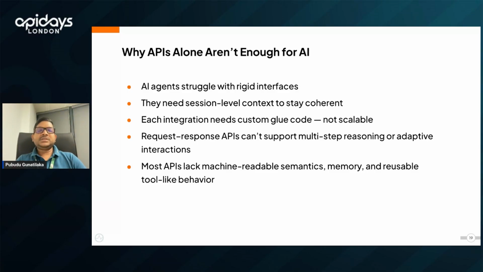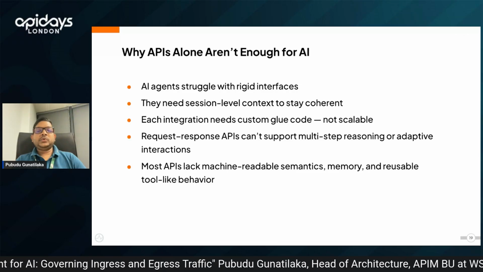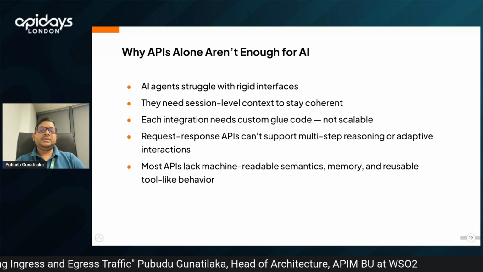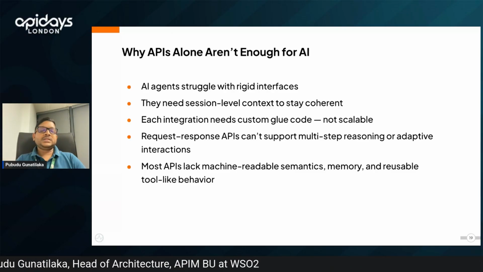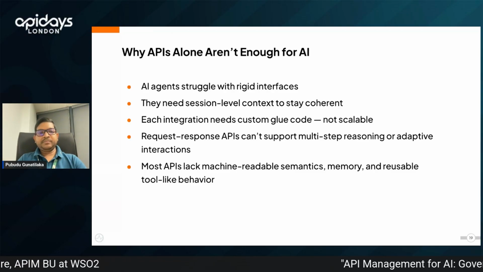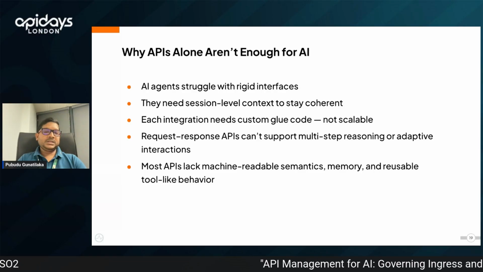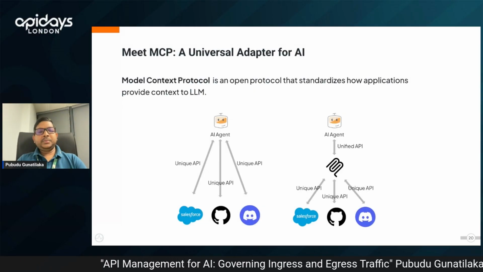So if you are dealing with several APIs, then you have to give your AI agent some custom glue code so that you deal with different APIs differently. Likewise, there are some issues when you try to deal with these APIs in today's context. So this is where MCP comes into the picture.